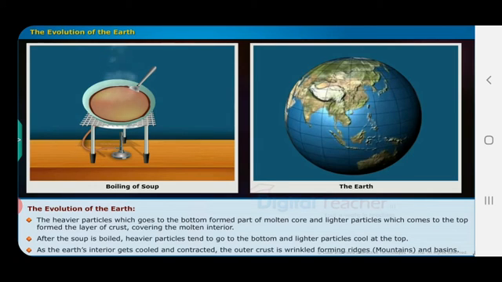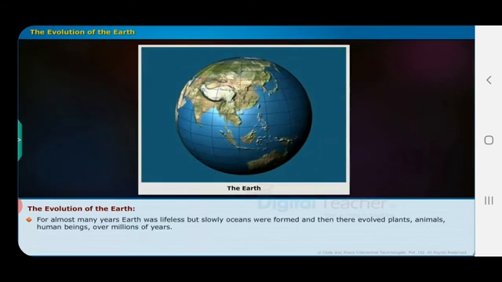For many years, Earth was lifeless, but slowly oceans were formed and then there evolved plants, animals, human beings over millions of years.